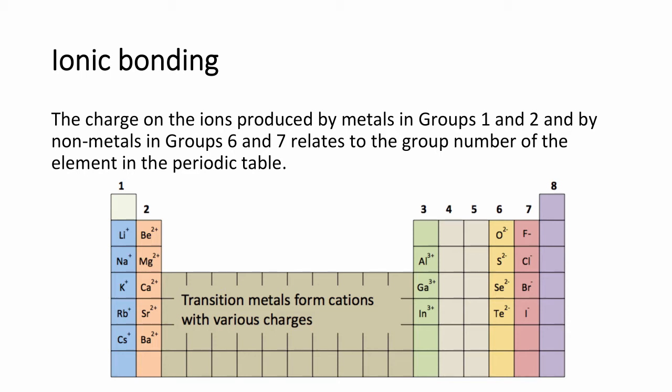Well, you're not expected to know about the other groups. I've put group 3 in here, aluminium, gallium, indium, because they are metallic. They also form positive 3. And between group 2 and 3 we have transition metals, and they form metal ions with various different charges, and we call those transition metals for that reason.